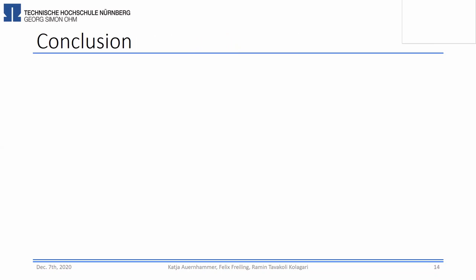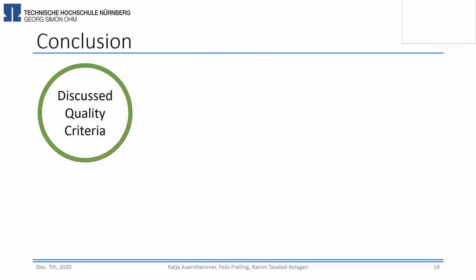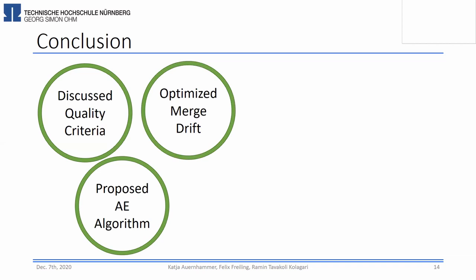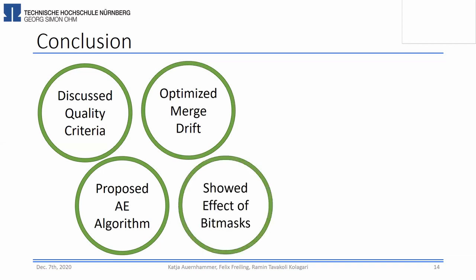To sum up, we discussed quality criteria that define whether or not an adversarial example algorithm can be considered good. We proposed our own adversarial example algorithm, which we call AE algorithm, that can be implemented by people who have no knowledge about machine learning, as it treats the machine learning model as a black box. We introduced and optimized merge drift and showed the effect of bit masks on the search for adversarial examples.